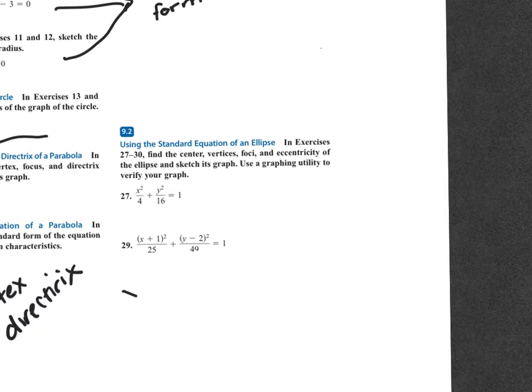Number 27 started your ellipse. So again, here's your equations. How do I take the information out of here? It could ask you to graph this. It could ask you for your center, your vertices, your foci, anything like that.